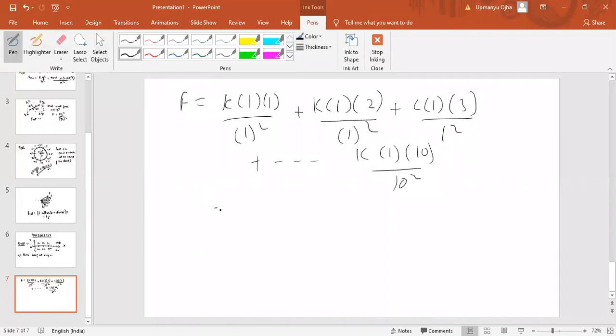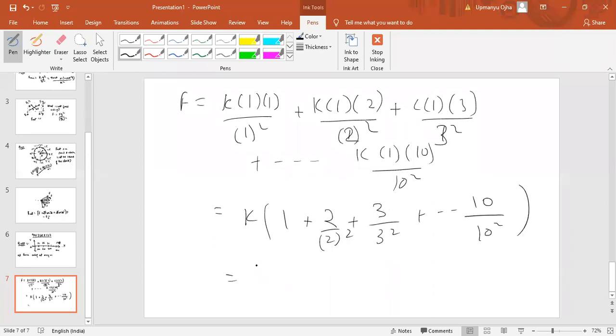Okay, so what is the net force? That would be equal to k common, 1 plus 1 by 2 whole square plus 1 by 3 whole square up to 1 by 10 whole square. So we can write here as k times 1 plus 1 by 4 plus 1 by 9 up to 1 by 100. If we add this, we'll get the net force acting on the point charges.